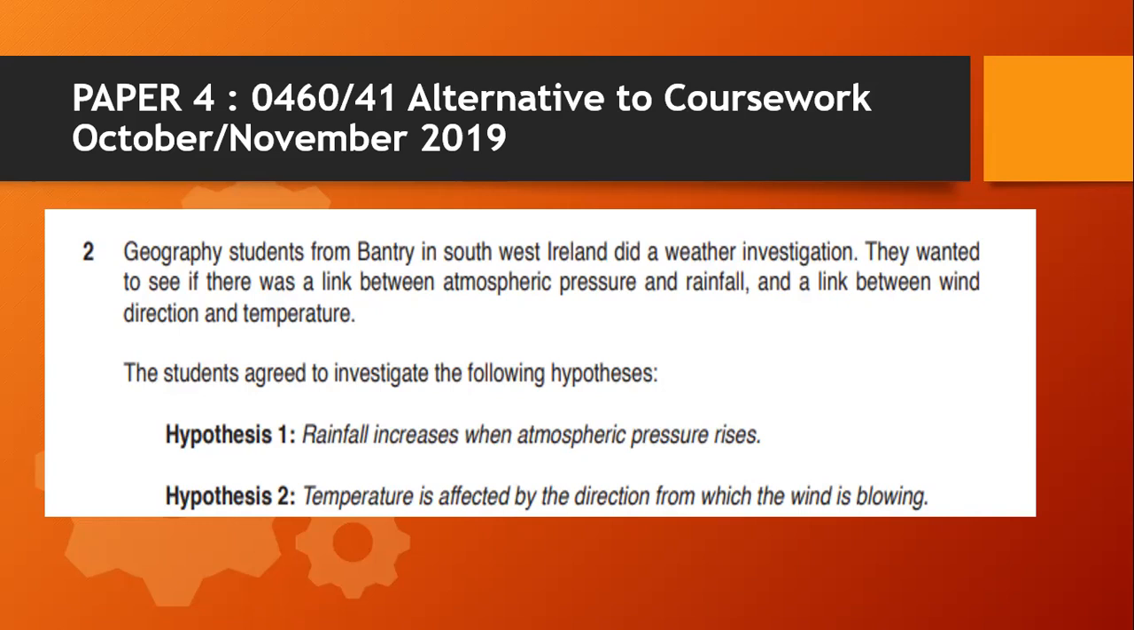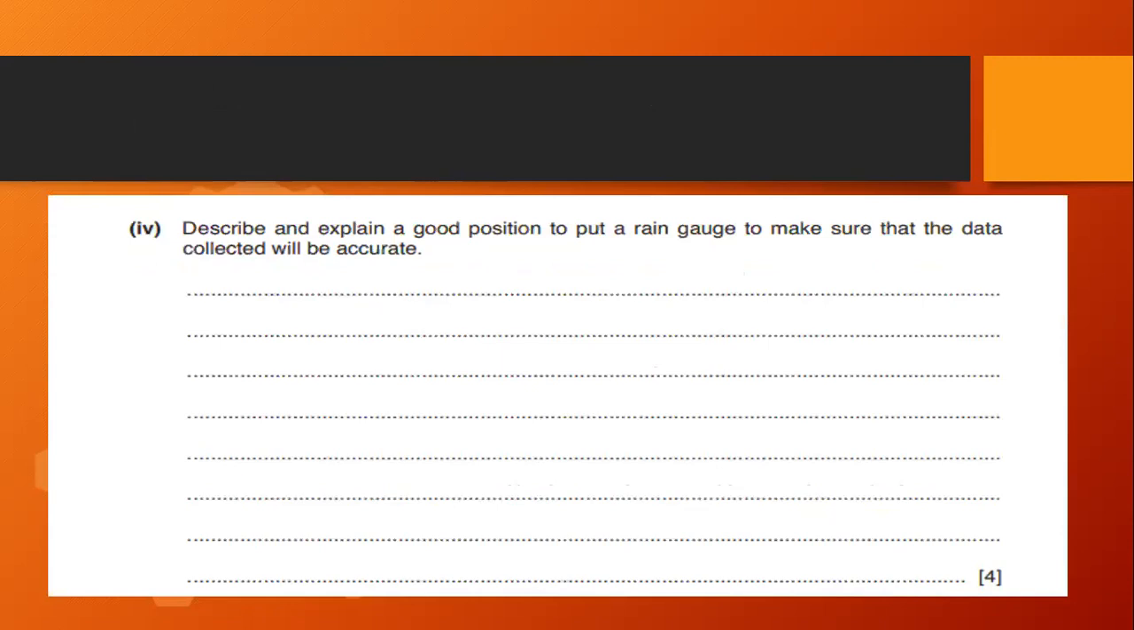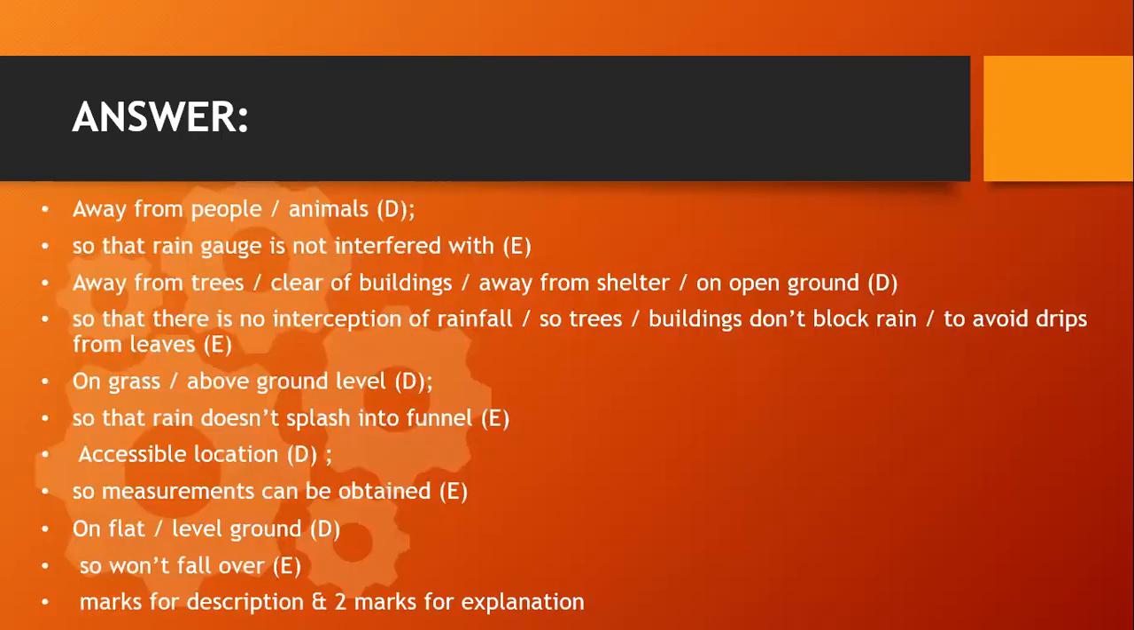The students agreed to investigate the following hypotheses. Hypothesis 1, rainfall increases when atmospheric pressure rises. Hypothesis 2, temperature is affected by the direction from which the wind is blowing. Now let's look into the question. Describe and explain a good position to put a rain gauge to make sure that the data collected will be accurate. This is one of the selected questions from the paper. Now let's look into the answer. It should be away from people or animals. D in the bracket here means definition or description.